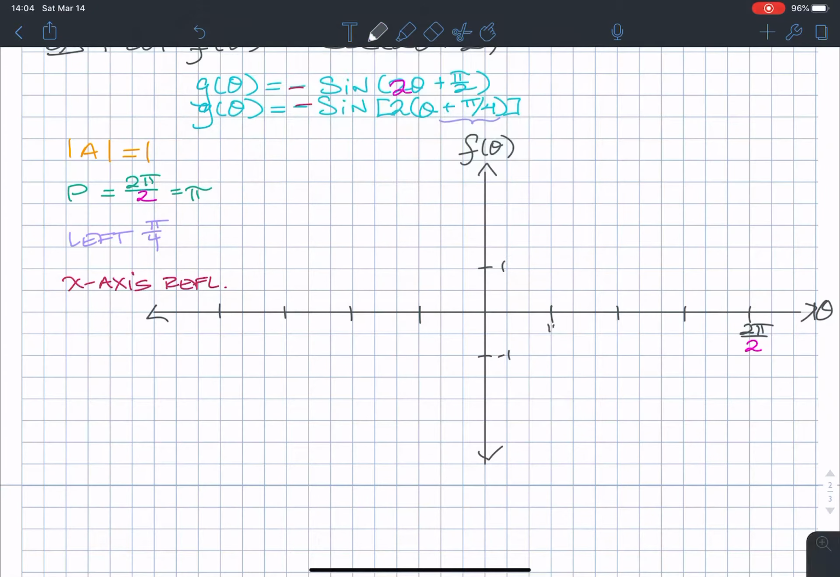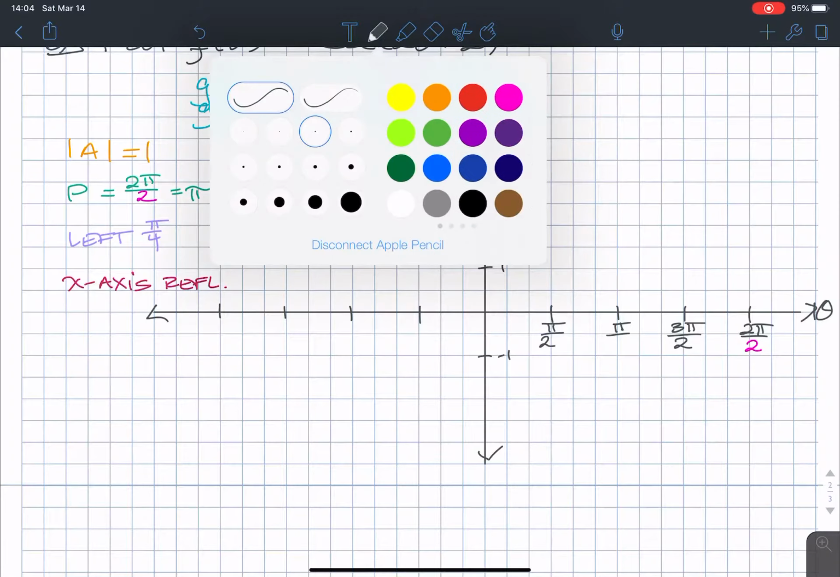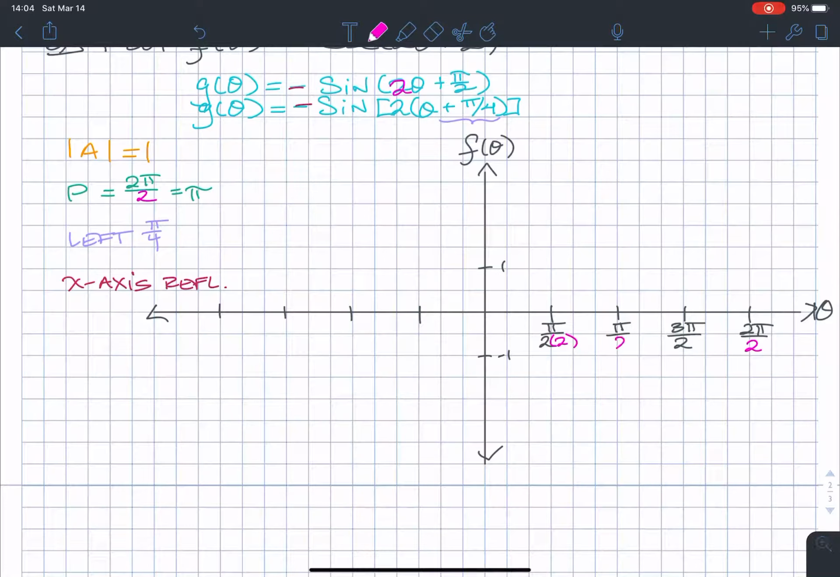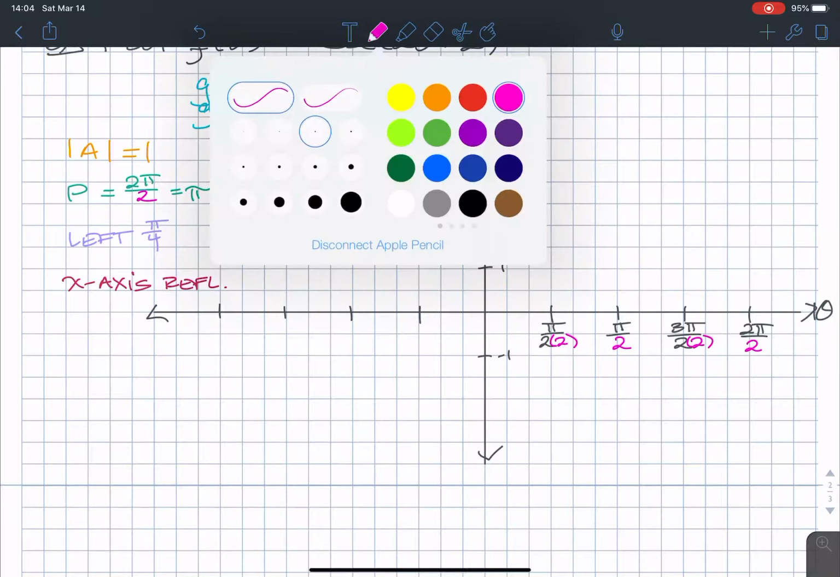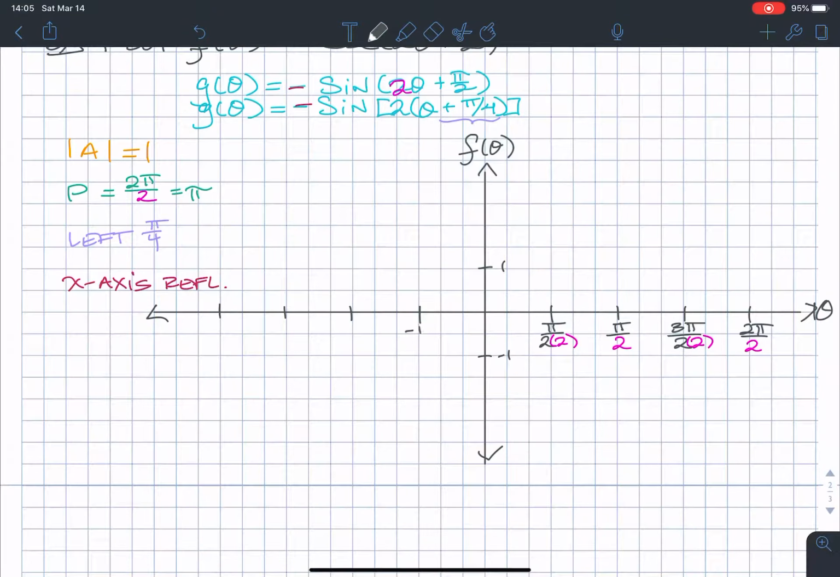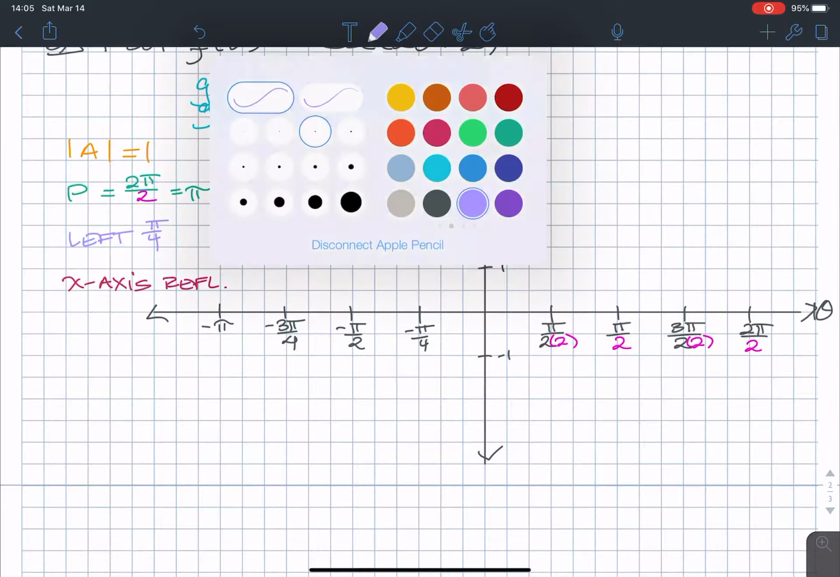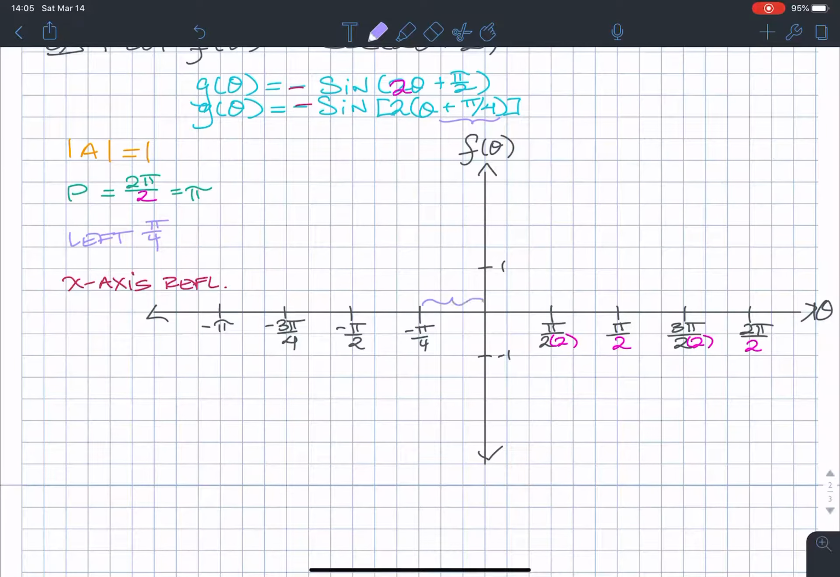So each quadrant will be divided by the coefficient of theta, which for us is 2. So let's divide that in each instance. So this will correspond to negative pi over 4, negative pi over 2, negative 3 pi over 4, and finally negative pi. So notice I'm shifting everything left pi over 4 units. So that's one quadrant. So everything's actually moving left one quadrant here.